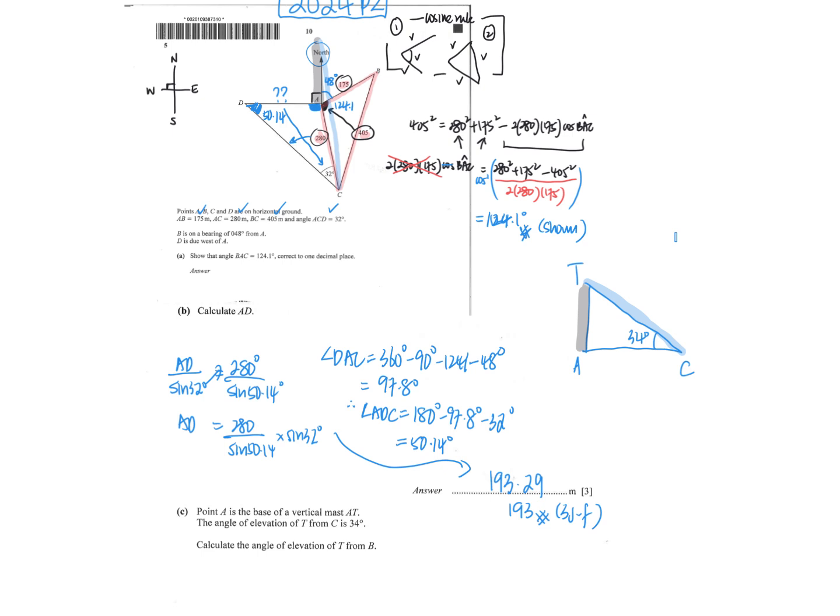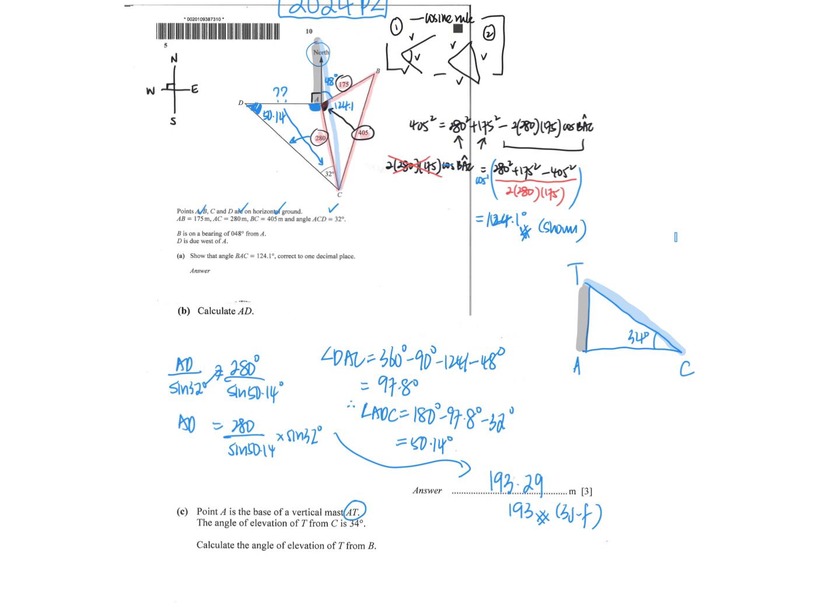And they say, can you find the angle of elevation of T from B? T is a vertical thing that is standing up from A. So it's like this water bottle, placed at point A. This top part here is T. So it's that black shaded line that I drew. T is at the top. Okay, so first things first, I need to find AT.